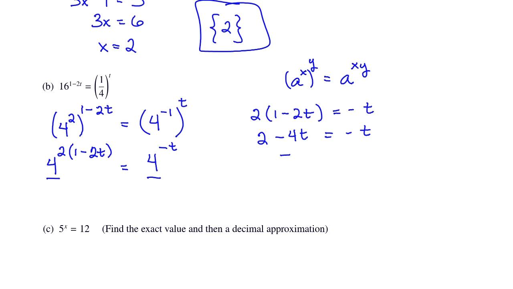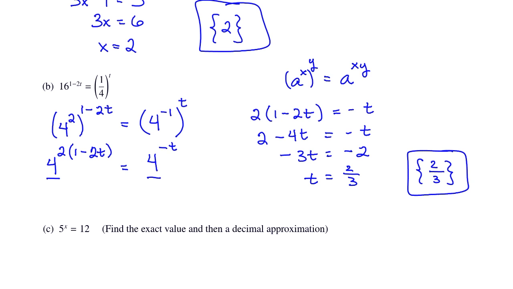Move the t over, we get 3t. Move the 2 over, we get negative 2. Divide both sides by negative 3, and we get t is equal to 2/3. So the solution is t equals 2/3.